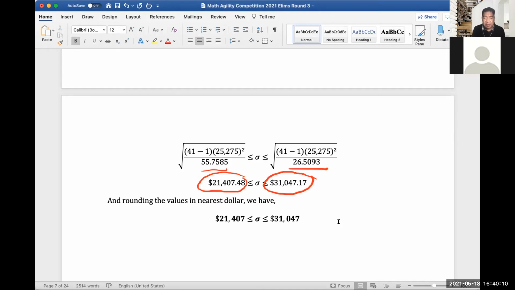We will be able to get 31,047.17. And since the required is to the nearest dollar, the lower limit would be 21,407 and the upper limit would be 31,047. Okay, so this would be our confidence interval.